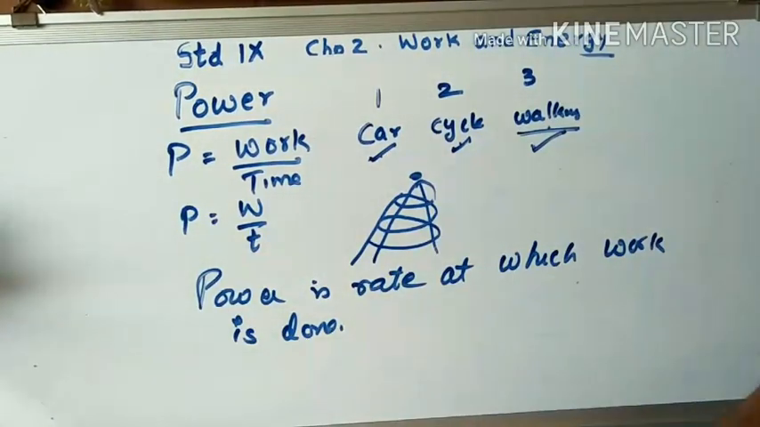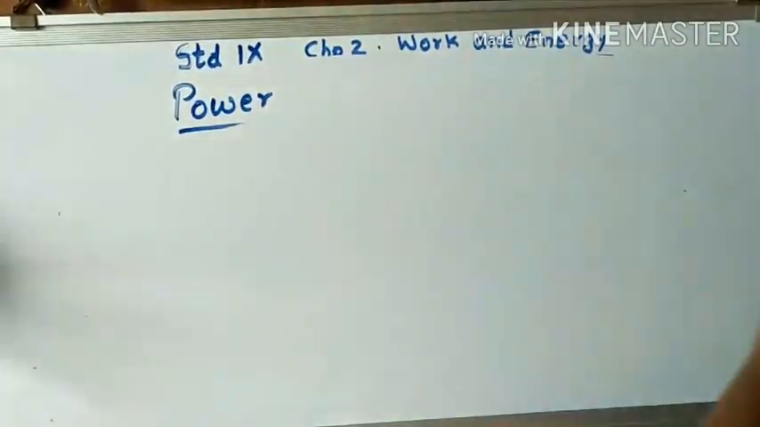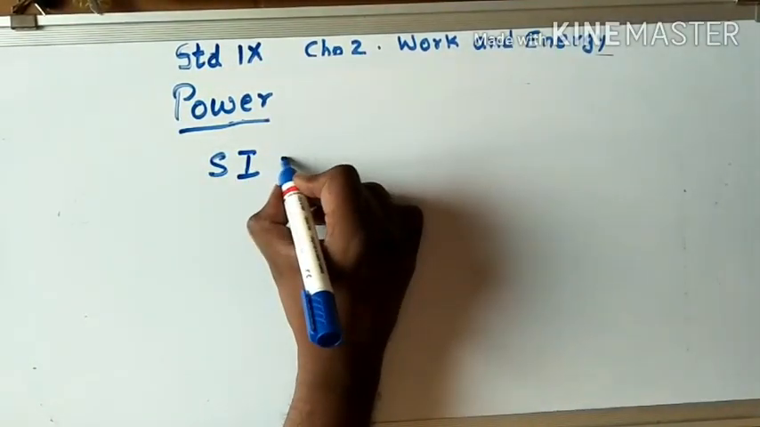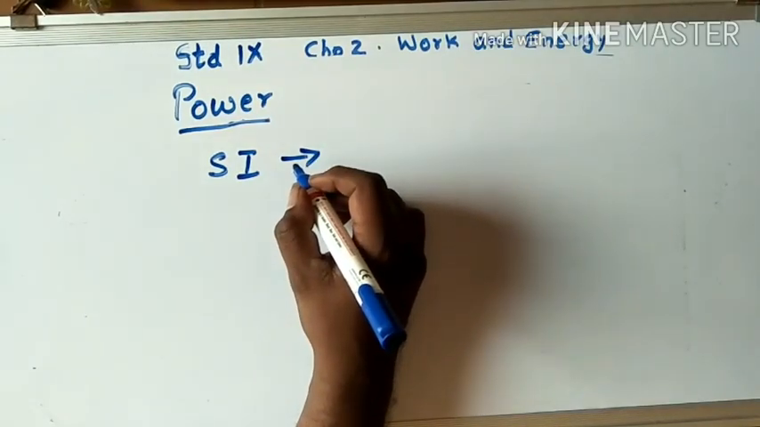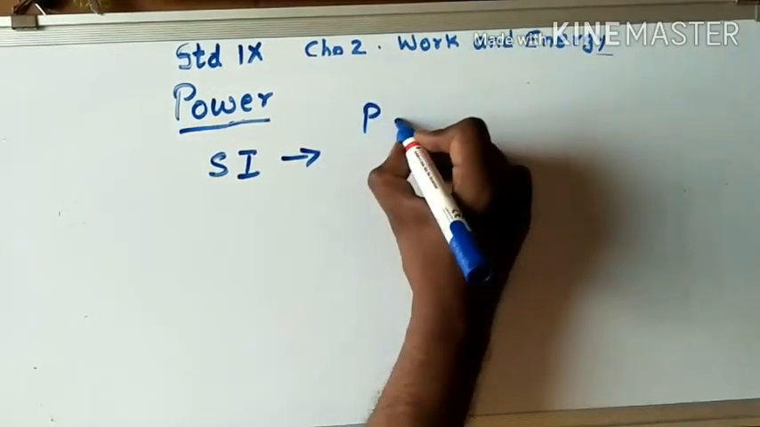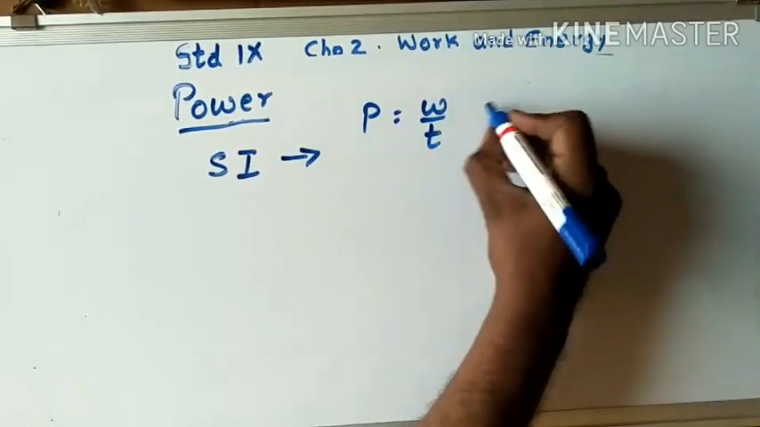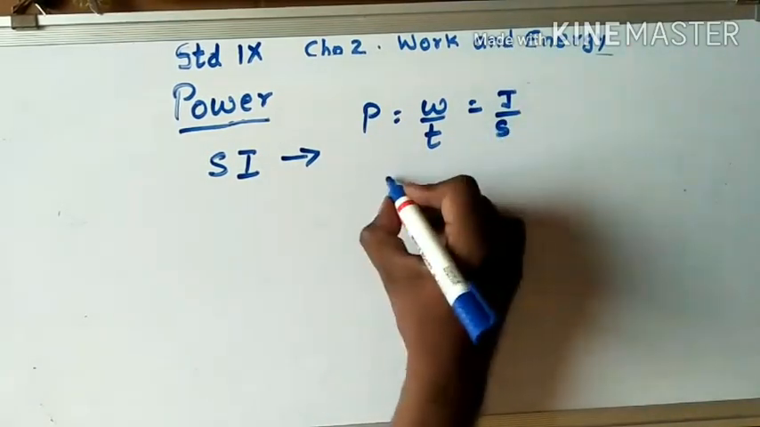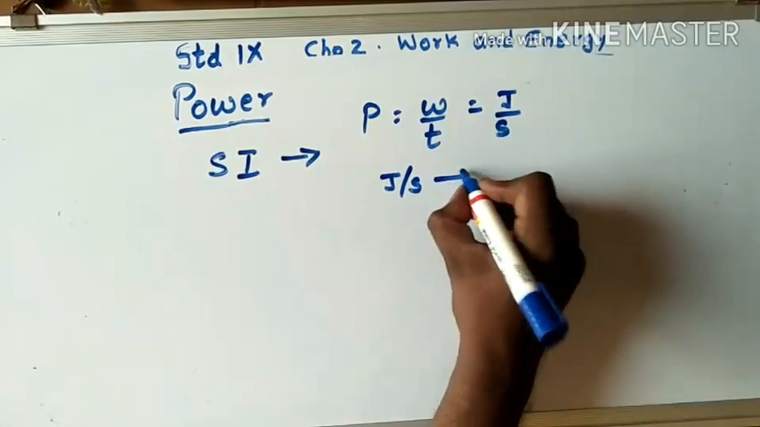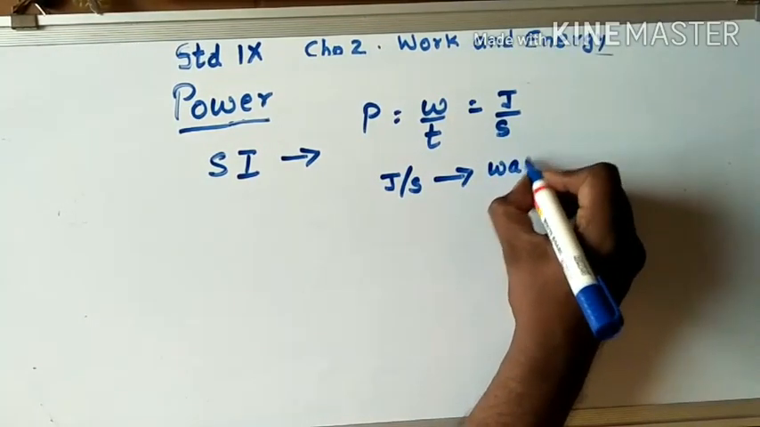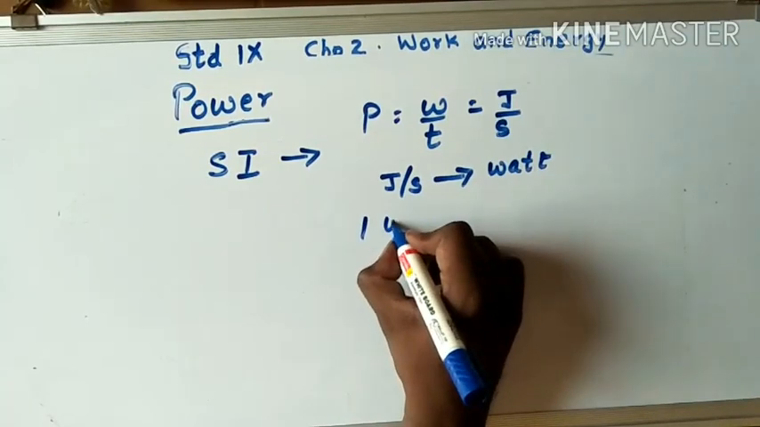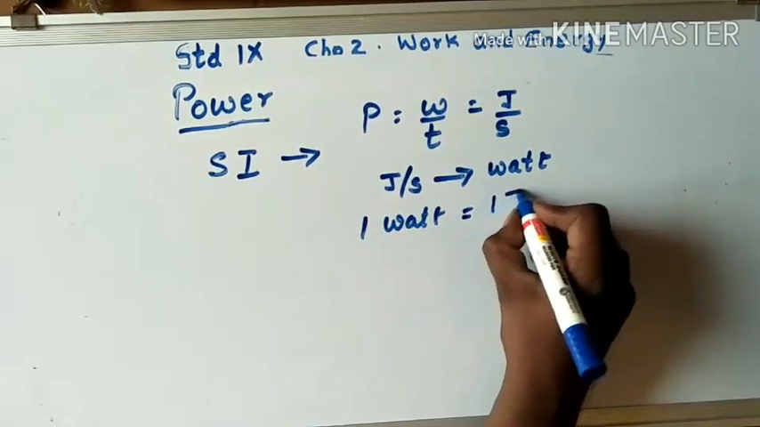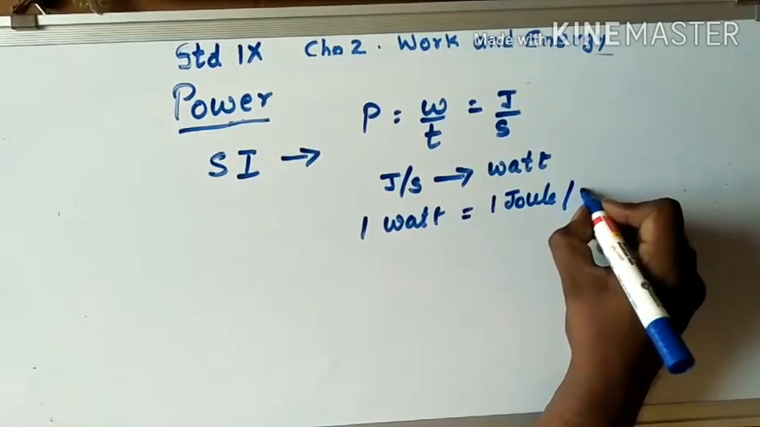So let us start reading the unit. In SI system, what is the unit of power? The unit of work is joule. You know that power is equal to work upon time. So unit of work is joule and unit of time is second. So it is joule per second, and this joule per second we call as watt. So 1 watt is equal to 1 joule upon 1 second.